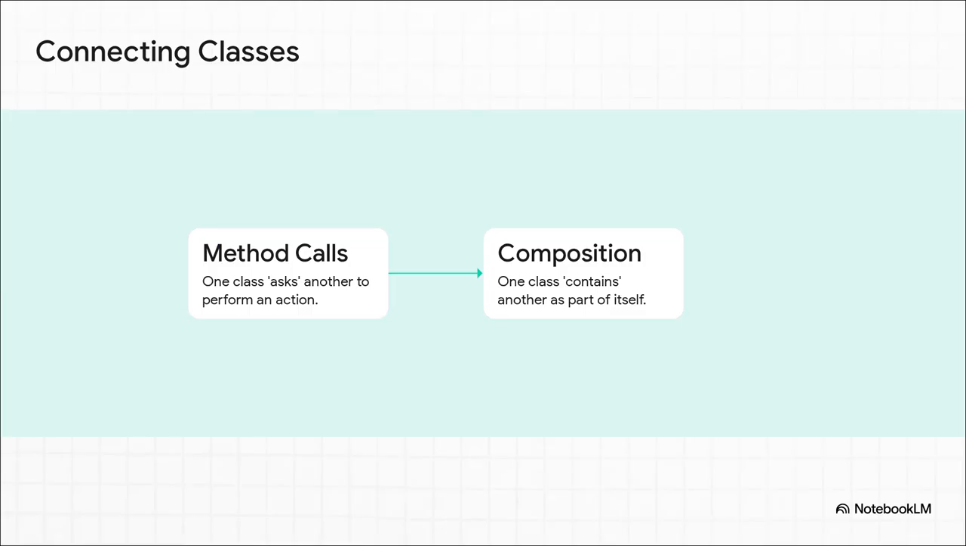And our classes are going to talk to each other in two main ways. First, through method calls, which is basically one class just asking another one for some help. And second, through something called composition, which is a much tighter, more built-in kind of relationship.